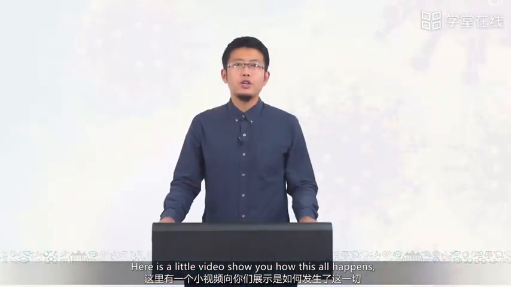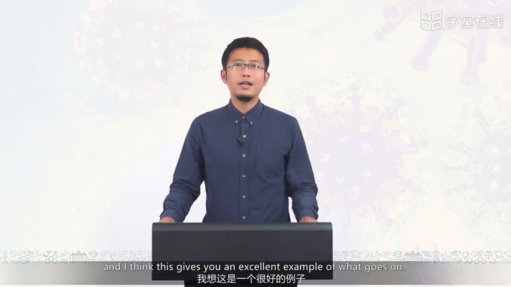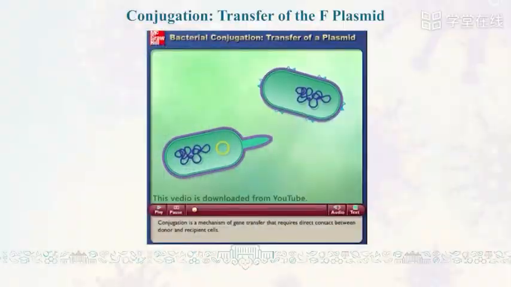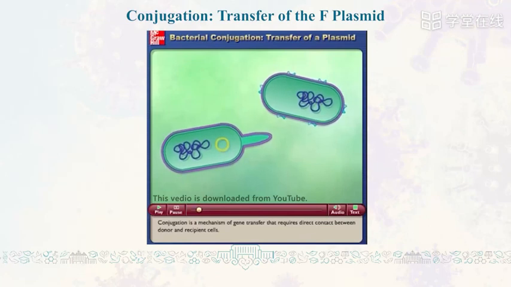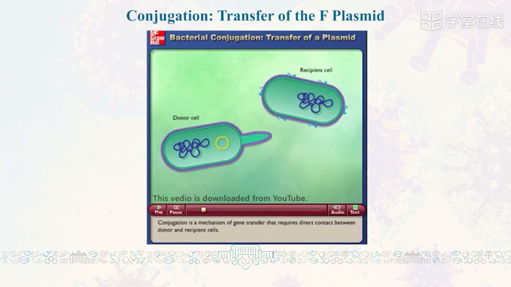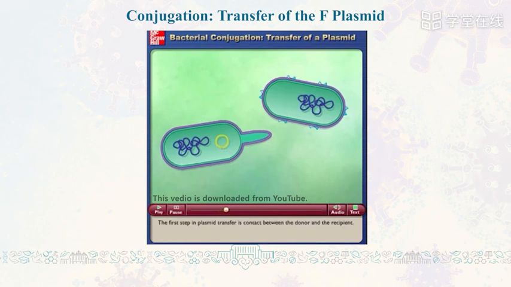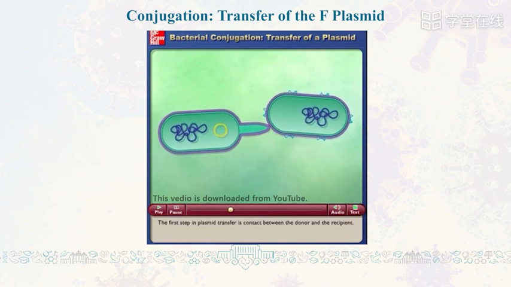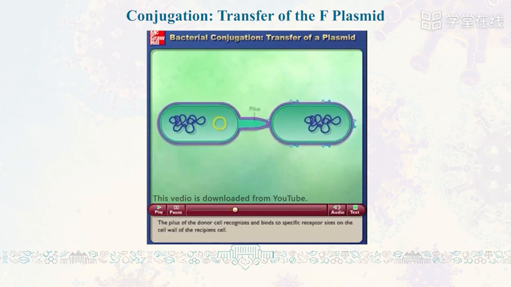Here is a little video to show you how this all happens, and I think this gives you an excellent example of what goes on. Conjugation is a mechanism of gene transfer that requires direct contact between donor and recipient cells. A plasmid is a small piece of DNA, separate from the main chromosome, that carries genetic information for such things as antibiotic resistance. The first step in plasmid transfer is contact between the donor and the recipient. The pilus of the donor cell recognizes and binds to specific receptor sites on the cell wall of the recipient cell.